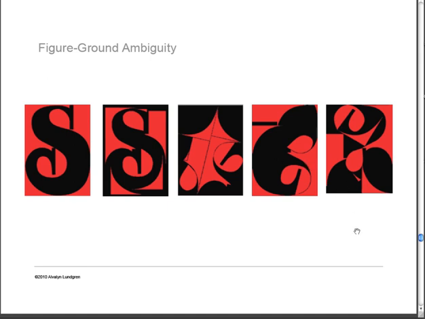What do we see when we get here? Those negative shapes, those red shapes, are now redistributed equally with the black ground, and so what is figure and what is ground is ambiguous. So it becomes two-dimensionally emphasized.